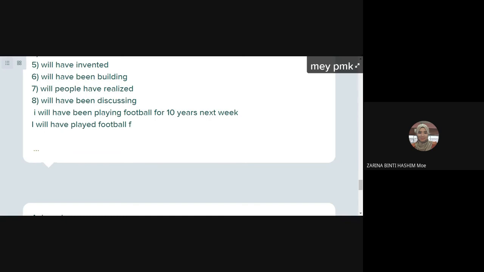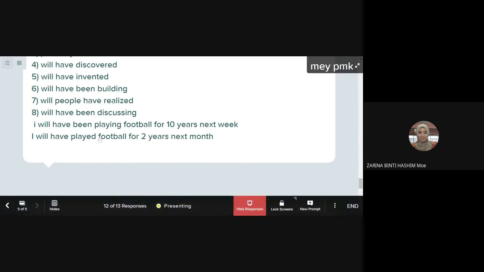Okay. Next month. So the difference between the first and the second sentence, Varden, is that in the second sentence, you won't be playing football anymore. But the first sentence means you are still playing football continuously next week. The second sentence, I will have played football for 2 years next month, means that after next month, you will not play football anymore. That is the difference between the continuous and perfect.